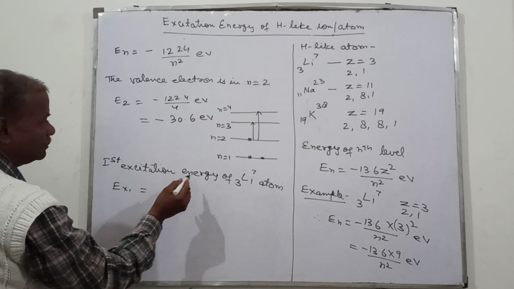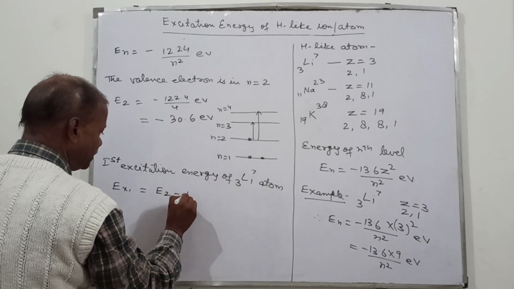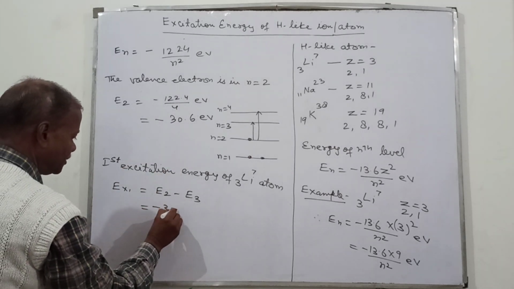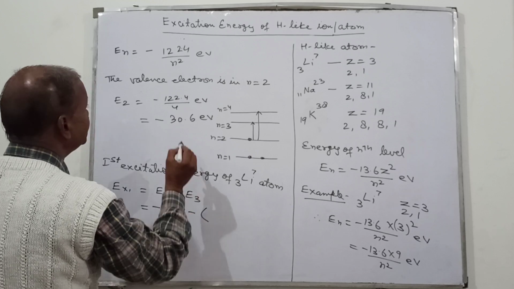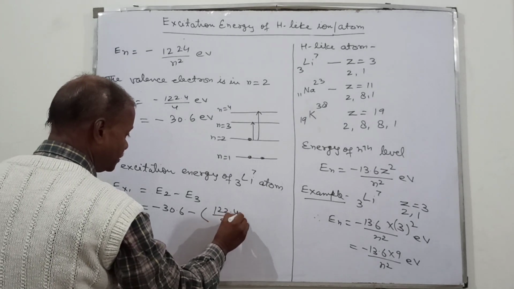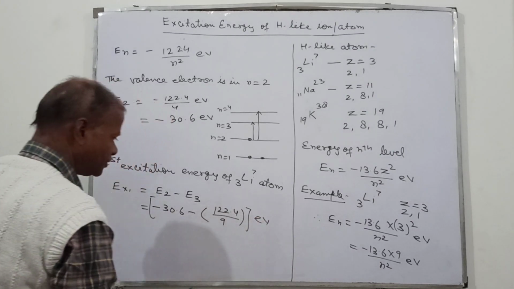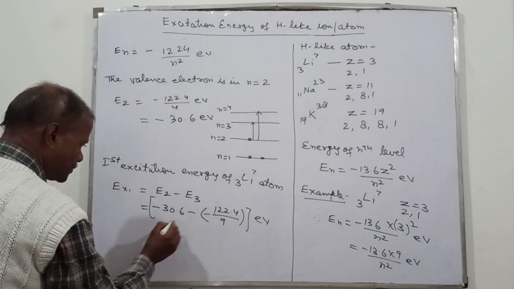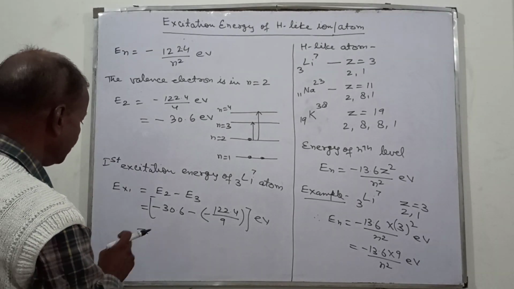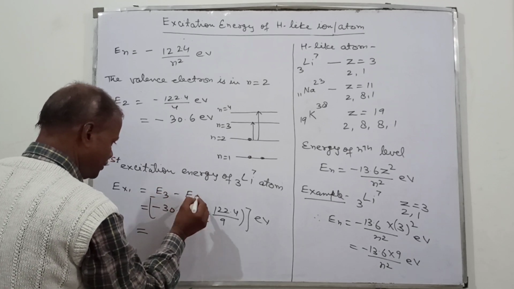EX1. Now this is your E2 minus E3. So E2 is how much? This is now your minus 30.6. Now E3 will be how much? 122.4 upon, this is now your 9. So much. Now this will be so much electron volt, with a negative sign. Sorry, E3 minus E2.